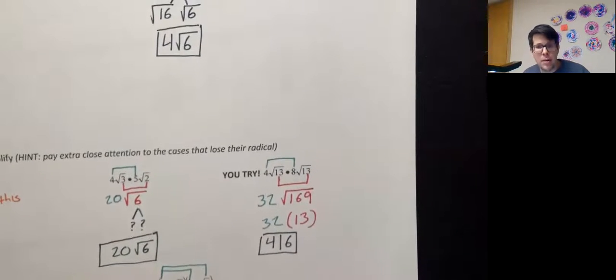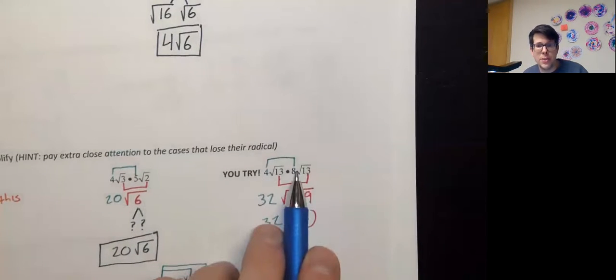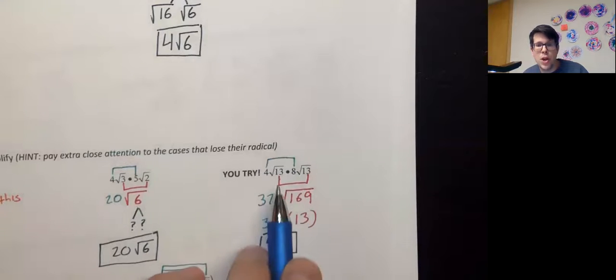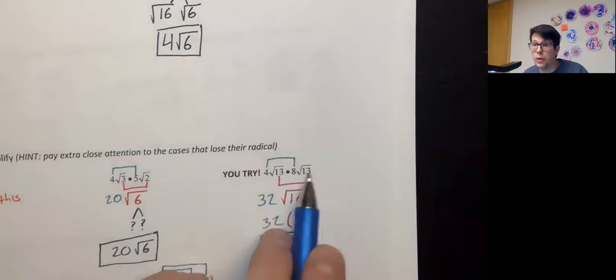If you're taking a look at our you try problem right here, you'll notice we've got a couple of values that are outside the square roots, which is our 4 and our 8. And we can multiply those. You also have these square roots of 13. There are 2 of them.